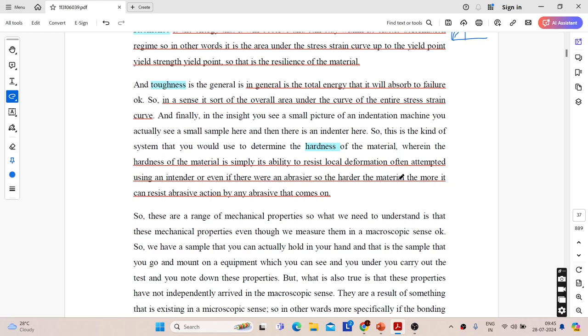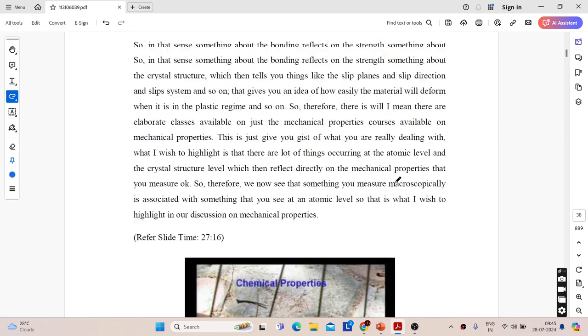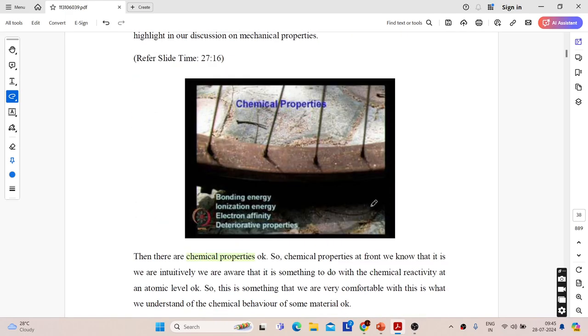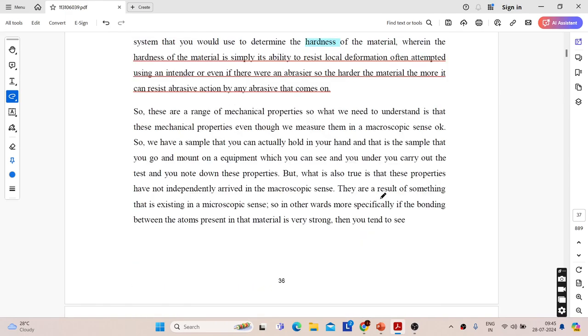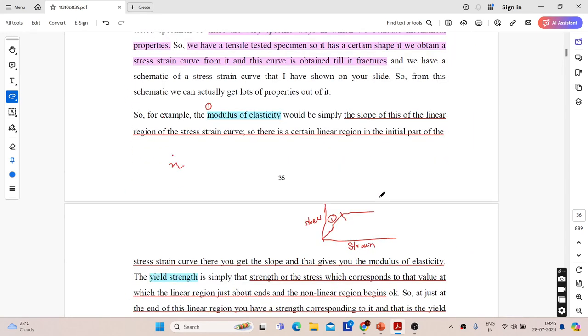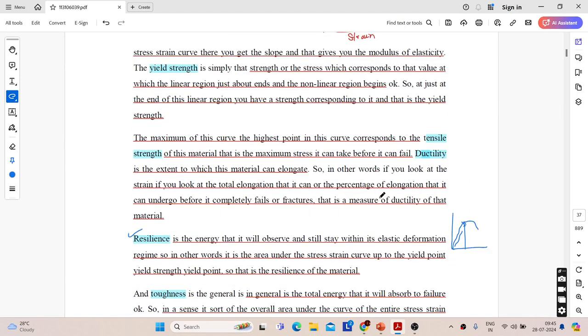Now, these are the main areas, the words which you have to remember in the mechanical properties. Another part is chemical properties. So hopefully you can just go through the mechanical properties. I'll wait five minutes, so just go through it. Then we will go to the chemical properties.